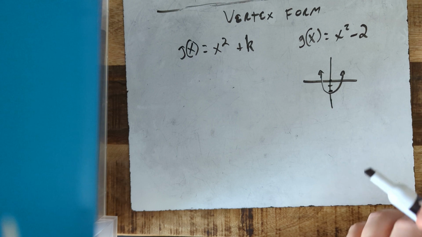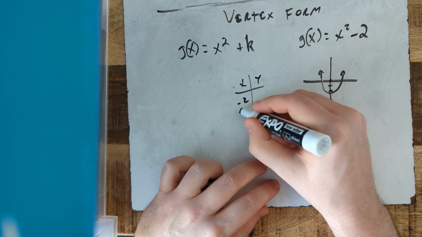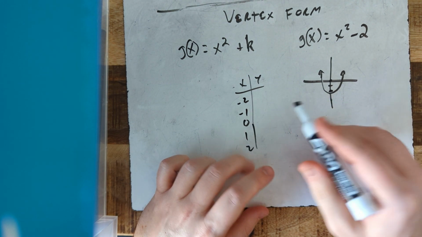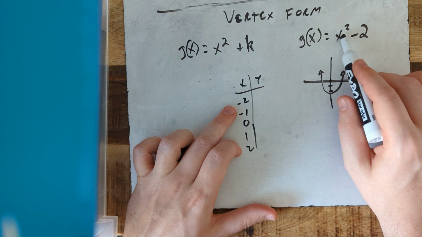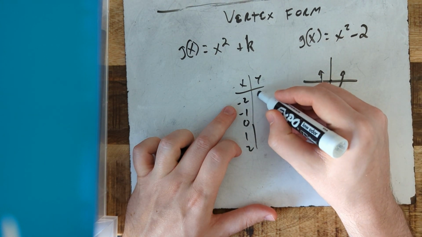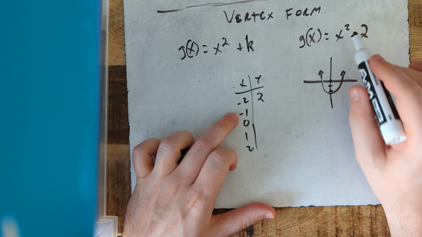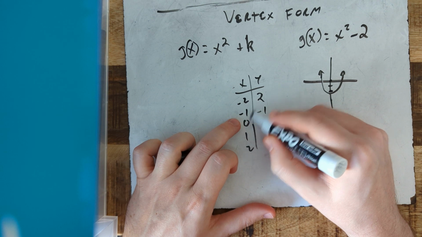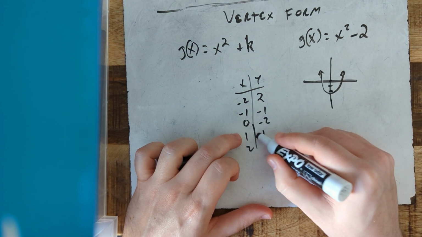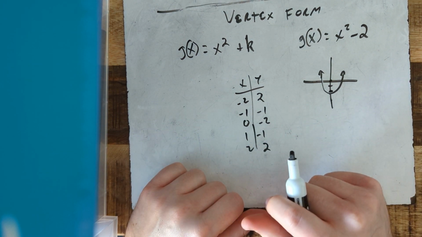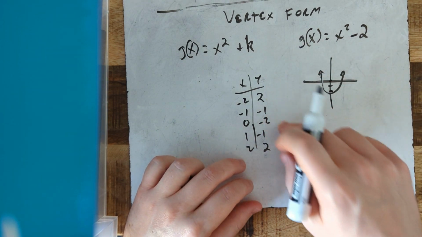Okay, and if I were to draw the t-table for that: x, y, -2, -1, 0, 1, 2. If we did that, -2 squared is 4, minus 2 is 2. -1 squared is 1, minus 2 is -1. 0 squared is 0, minus 2 is -2. And then we're going to go back up again like that.